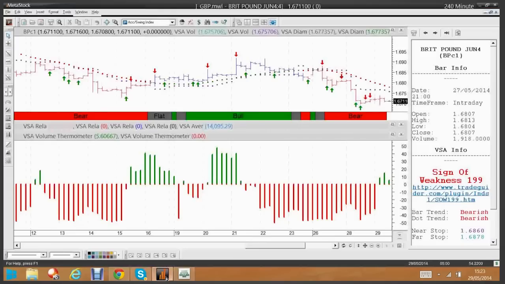So the logic for a short trade makes complete sense, because you've got weakness, downtrend, bearish volume, bearish behavior, and an up bar on low volume. What does that mean? Think about this.